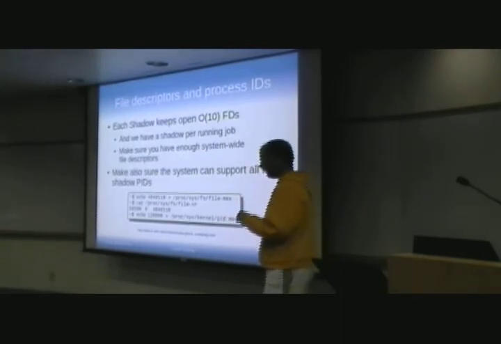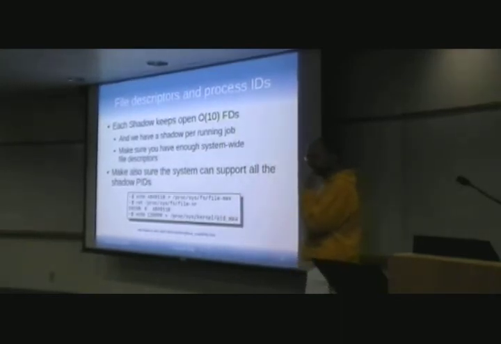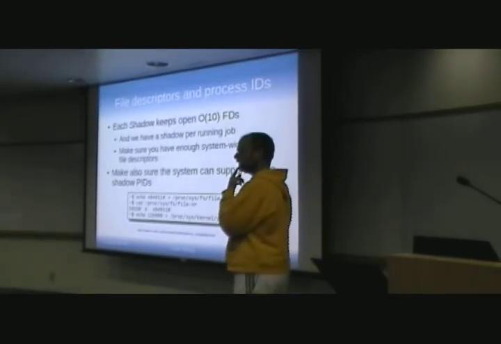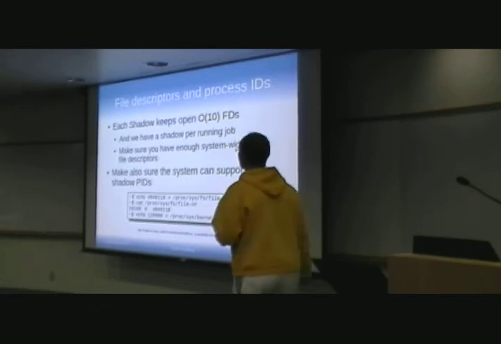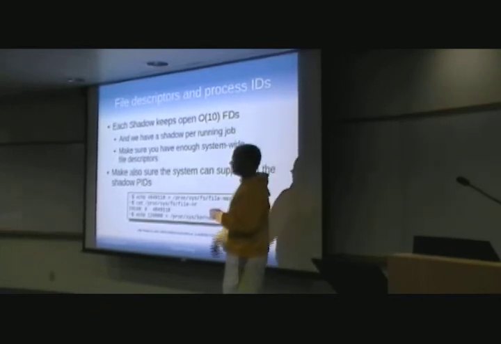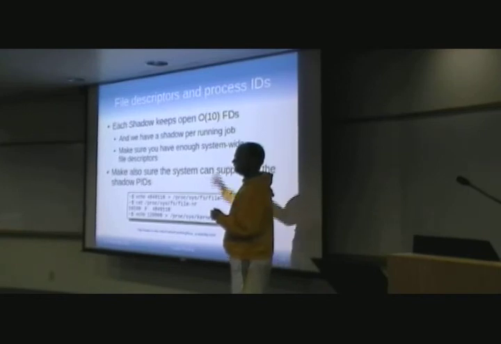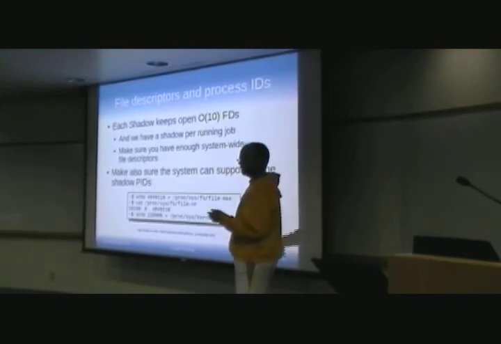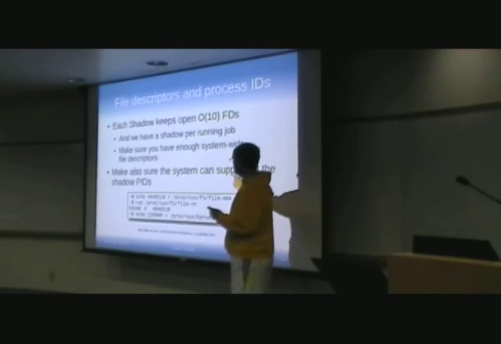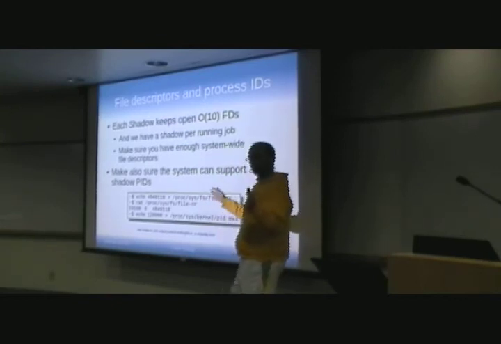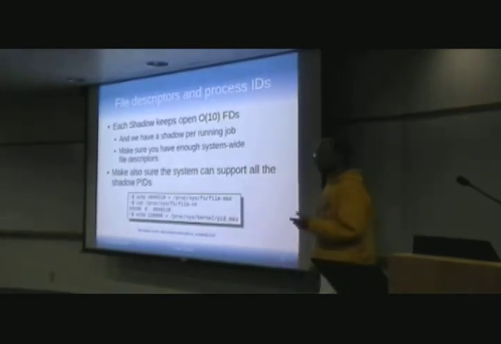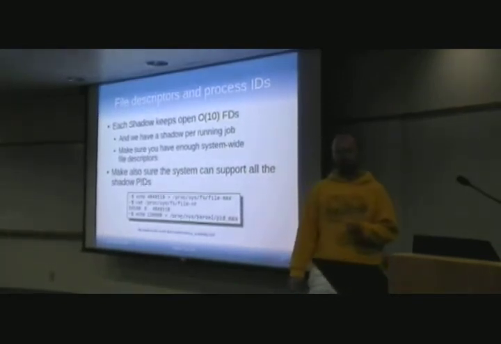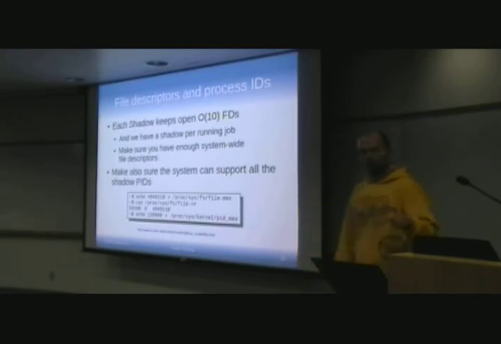Similar constraints with concerns about file descriptors as in the collector, but in this case it's not per process, but system-wide. Each shadow will keep about 10 file descriptors open, which means you have to have 10 times the number of running jobs in file descriptors available, and you may not have enough system-wide file descriptors available. So make sure that if it is not, just raise them, and here's an example of how you do it. Any Linux sysadmin should know how to do that anyhow. That's just a quick reminder.